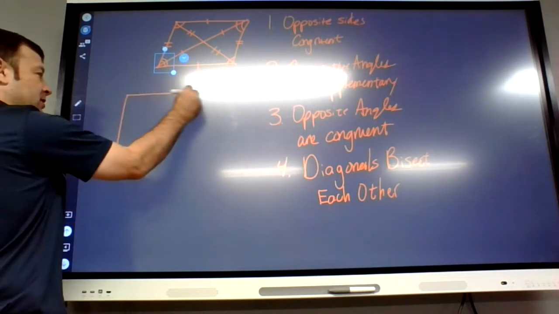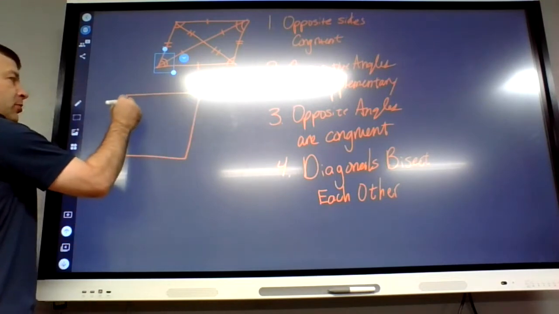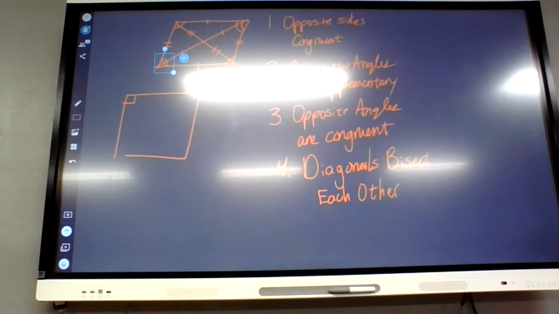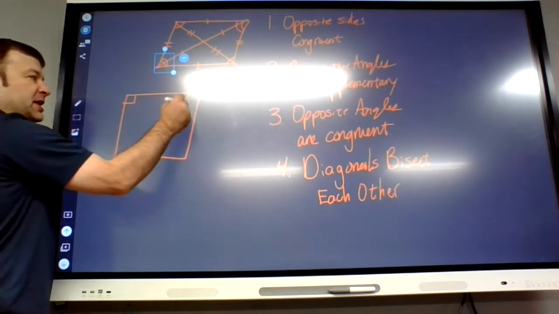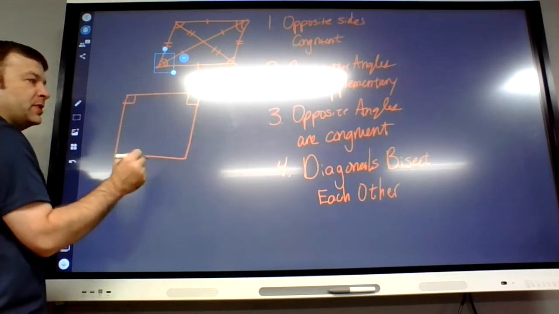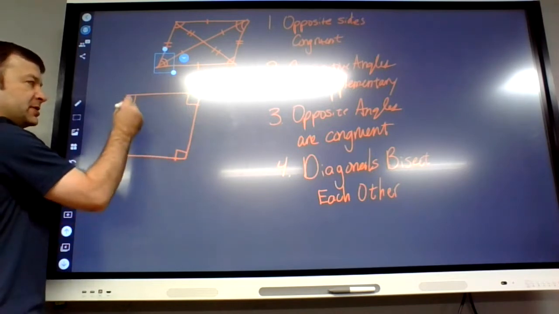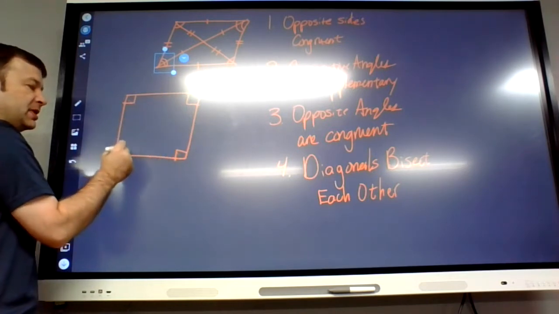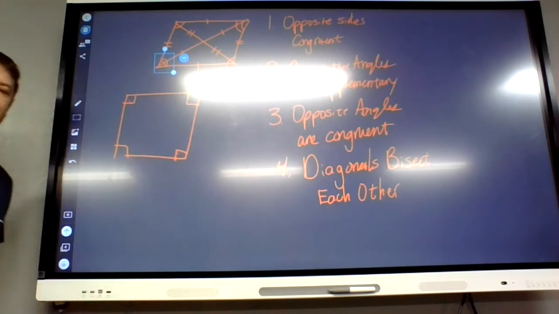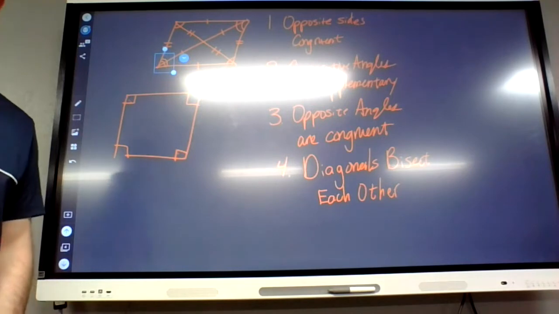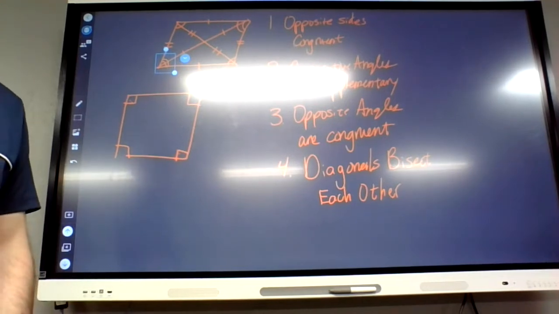Something else though: if you have a parallelogram with one right angle, well, this has to be right because these two have to add up to 180. This has to be right because these two have to be the same. And so it's a rectangle. So if you have a parallelogram with one right angle, they're all right angles. It's a rectangle.